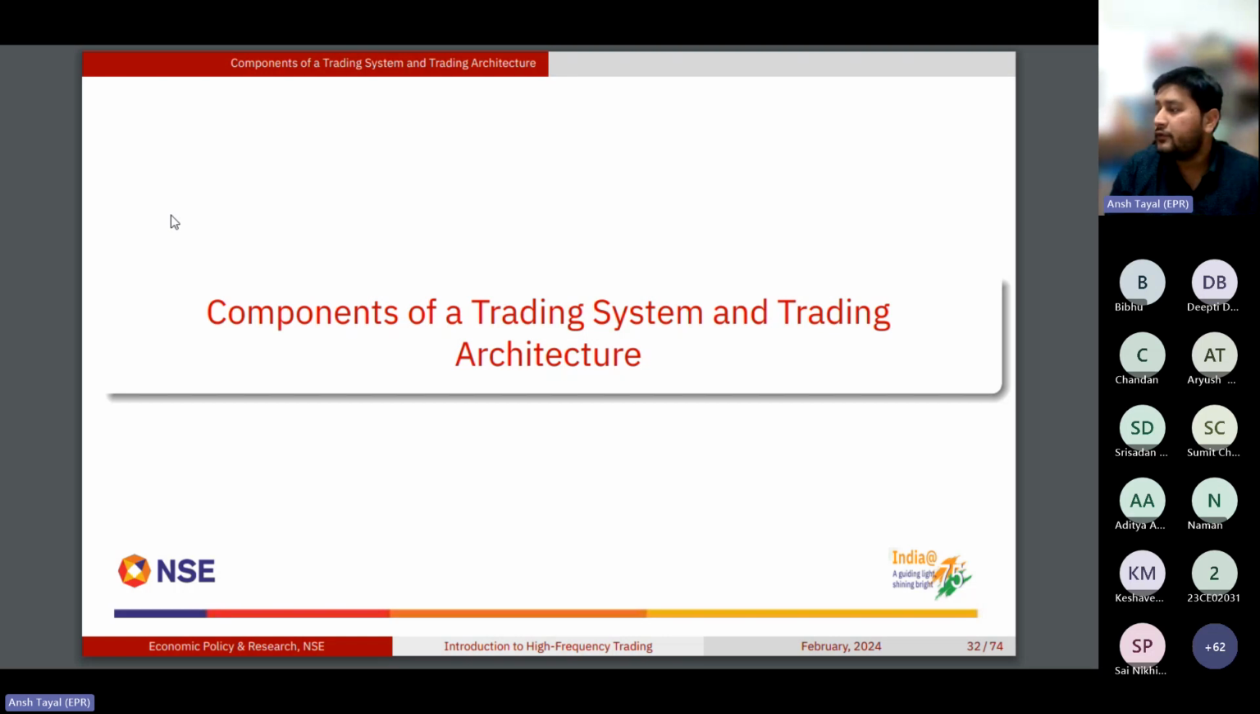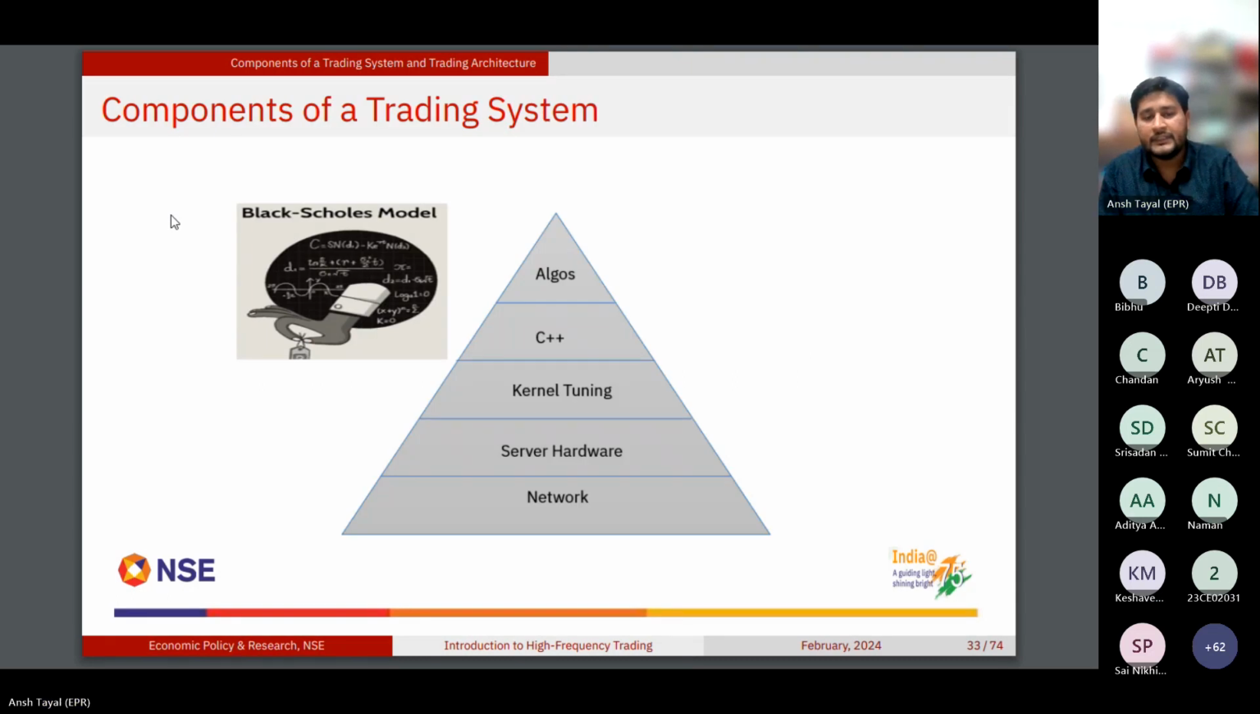Okay. So now moving to the next section, which is components. So we have covered the background of high frequency trading. Has it grown over time in India and abroad? Now, what are the components? So now, this is a 5-layer component system for a high frequency trading architecture.